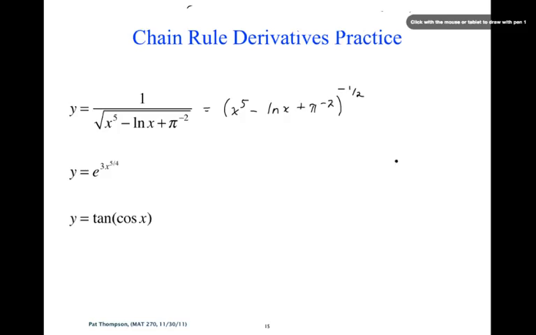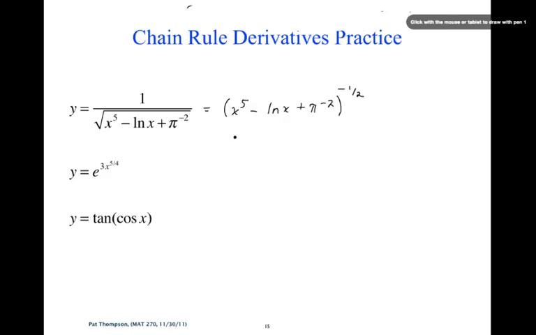Okay, so these are all ready to do the chain rule. Remember, the chain rule is you're going to do the rate of change of the big picture function, the exterior function, leaving the interior as it is, and then times the rate of change of the interior.